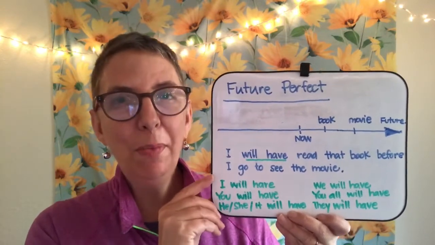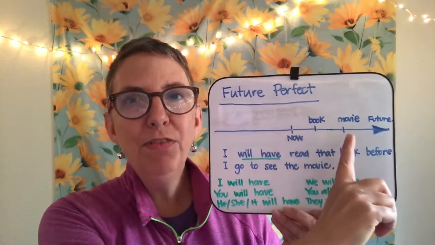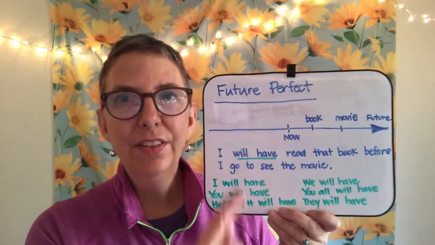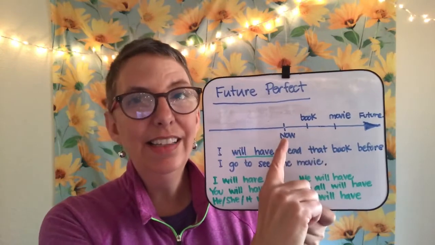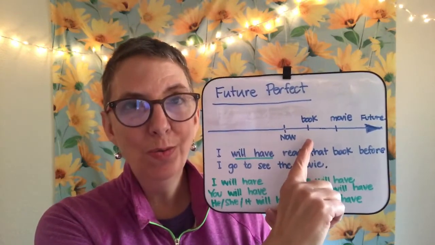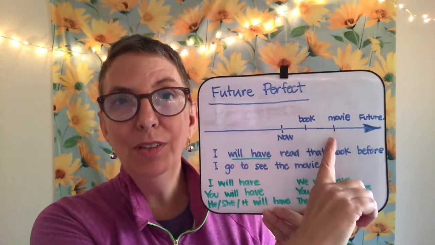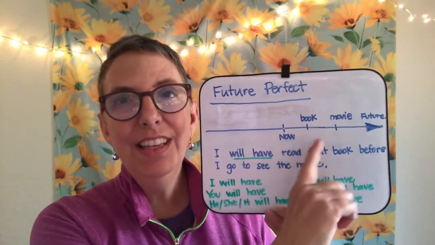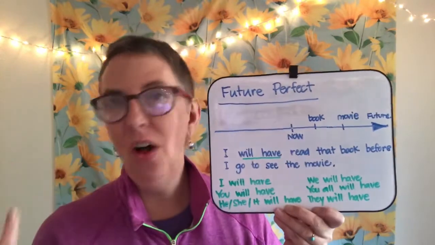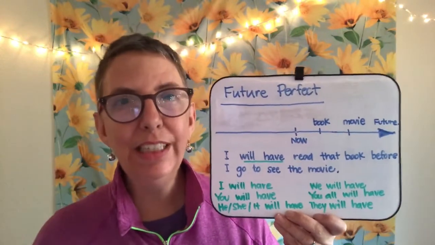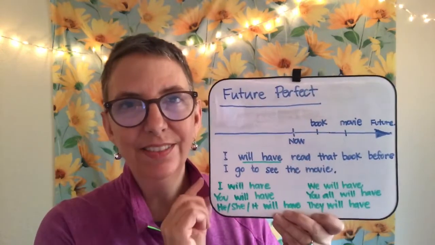This is the future perfect. It's telling us something I will have done before something else happens. So you can see I will have read the book is here on the timeline. It's after now, so it's in the future, and it's before I will go to see the movie. So this is what makes it a perfect tense. It's something that's done, it's finished, it's completed, and it's done before something else happens.